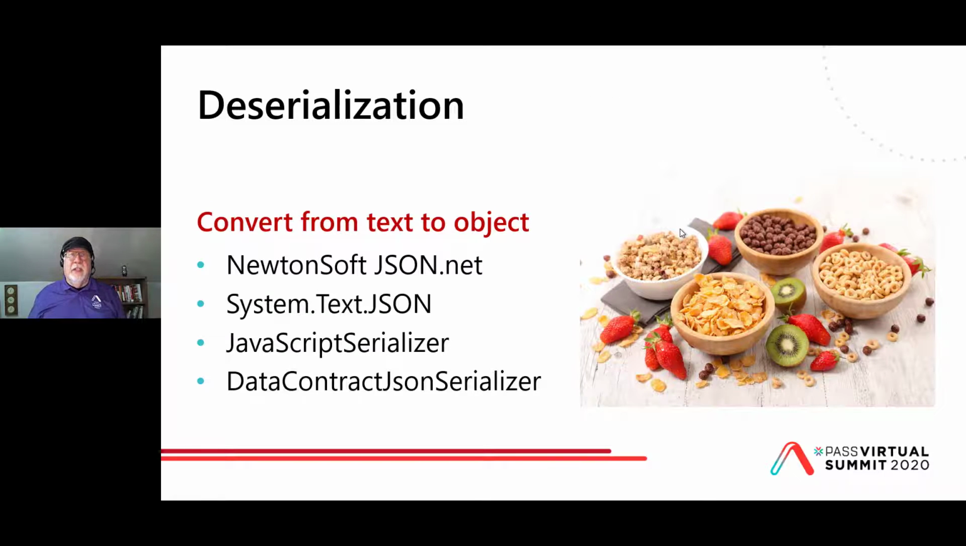So for deserialization, there are different tools you can use. Newtonsoft JSON.net, you will see this referred to often. This is probably the gold standard for working with JSON in .NET. And it's free. I'll talk about the issues in just a moment. System.Text.Json is another free library that you can use. I haven't looked at JavaScriptSerializer at all, but that's another library that you could use. The one we're going to use is DataContractJsonSerializer.